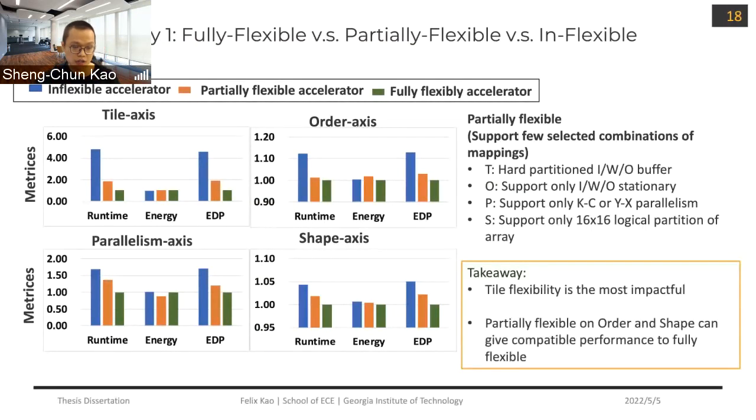Let's see the result. From this graph, you can see that tile flexibility is most impactful. The performance gain from the green bar to the blue bar is the most impactful across all different axes. So the tile axis is the most impactful axis to support. And also from order and shape, we can observe that the orange bar is almost as close as the green bar. It means that partially flexible on order and shape, which is the orange bar, can give comparable performance to fully flexible, which is the green bar. So this is the discussion of fully flexible and partially flexible. Let's see our second case study.